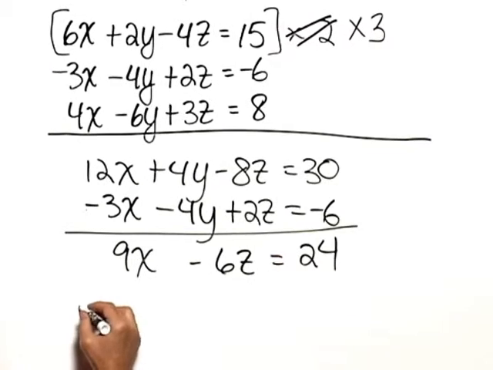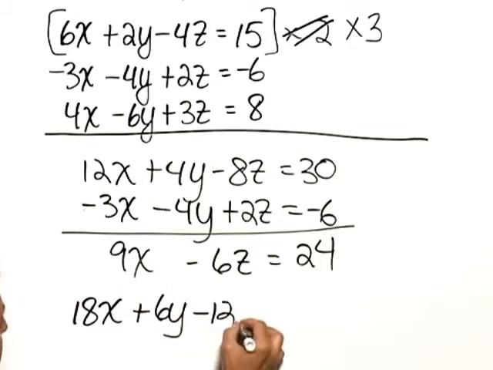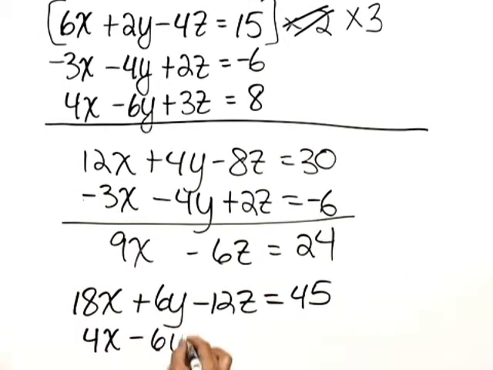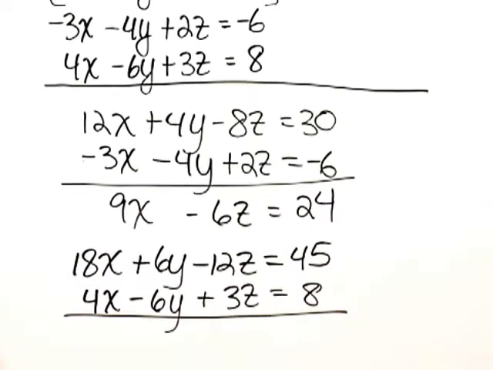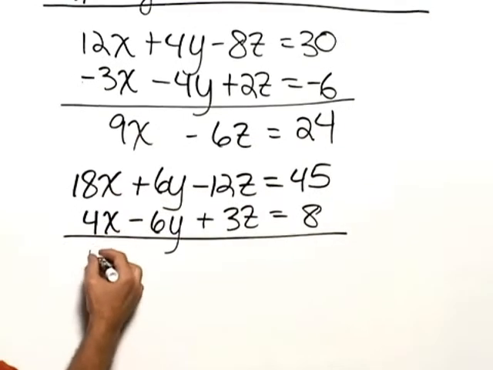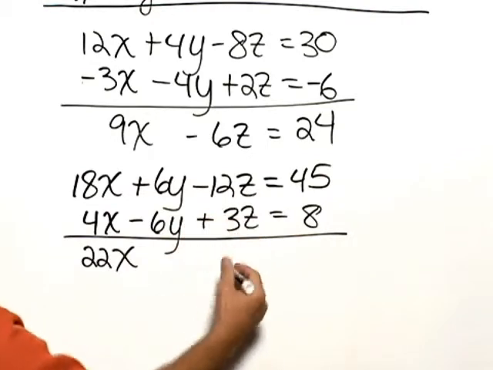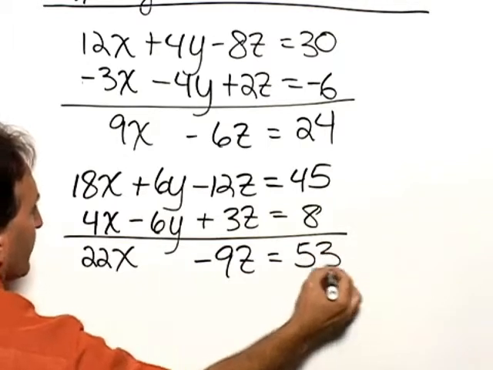That would be 3 times 6x, 18x. 3 times 2y, 6y. 3 times negative 4z, negative 12z. 15 times 3, 45. Then I write down the third equation as is, 4x minus 6y plus 3z equals 8. And now I add these equations together. 18x plus 4x is 22x. The y's sum to 0. Negative 12z plus 3z is negative 9z. 45 and 8 is 53.